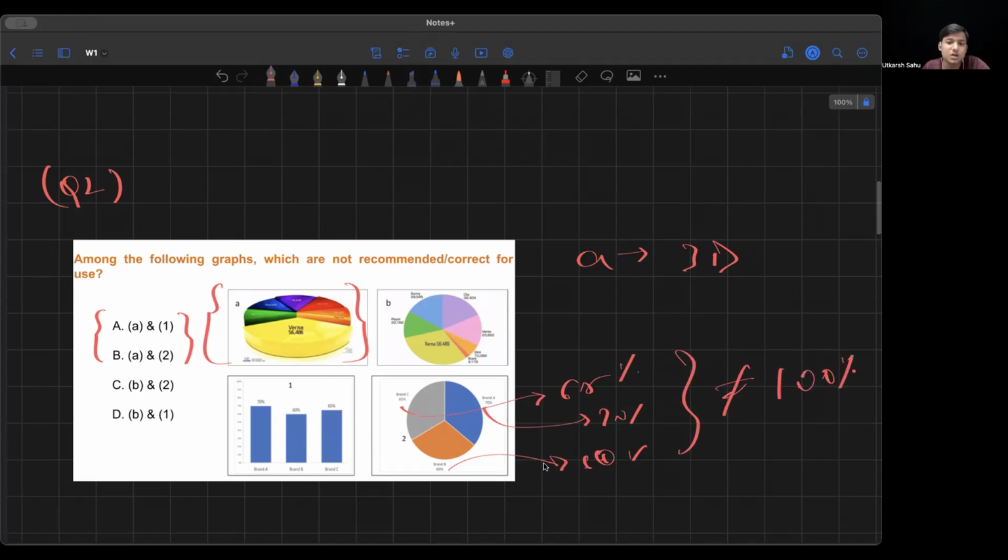This is not happening. So that is why this option, which is your A and 2, is going to be the wrong one. So I hope it is very much clear. A is wrong because 3D pie charts are visually misleading. This one is wrong because even though this is 2D, all the percentages are not adding up to 100. And this is for comparison, so this is okay. These three percentages need not be adding up to 100. Okay.